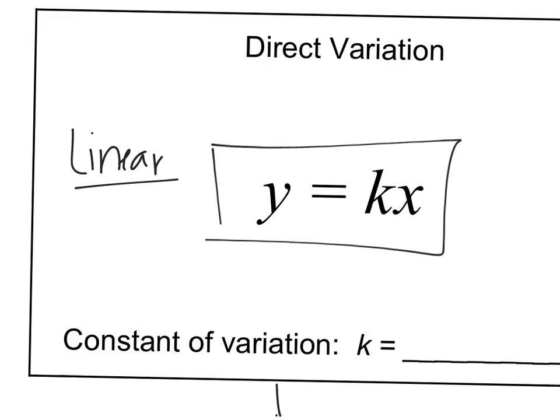All right, so to find your constant of variation, which is technically our slope, all we have to do is y divided by x. Okay, so to find the constant of variation, you do y divided by x.